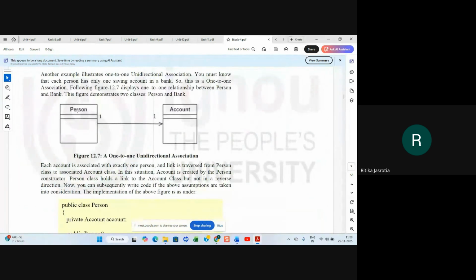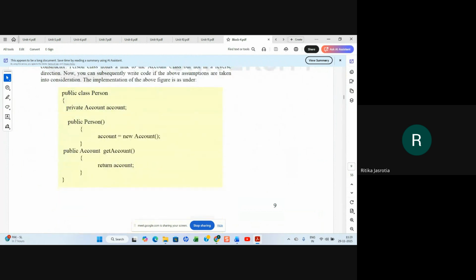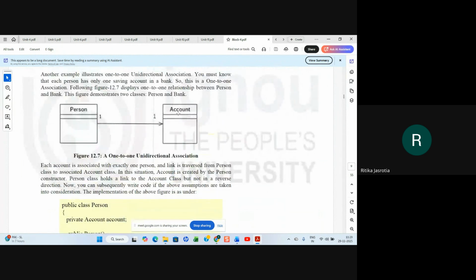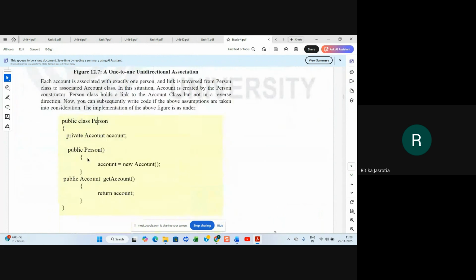Right. So here is another example they are giving: Person and Account. One person will have one account, and it is unidirectional. Account will not have a person. Person will have an account. So there is a one-way direction. Here a class Person is created and a private Account variable is created like this. You can say an object for the Account class inside the Person class, and this is a constructor where this account variable will be equal to new Account. That means it is creating an object for the Account class, right?